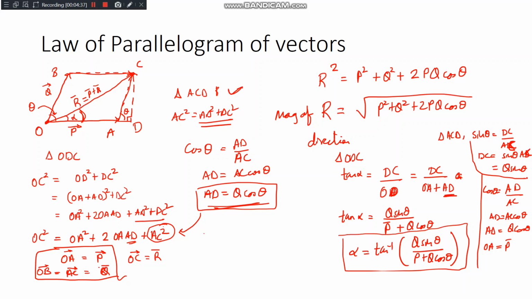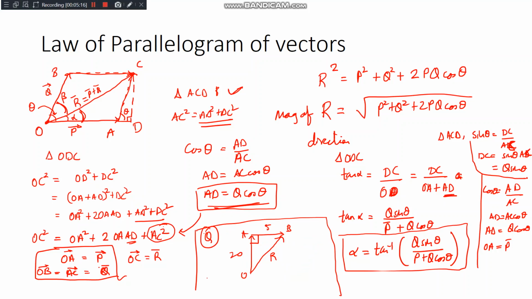Now if you also want to find out angle beta over here, angle beta, which is the angle the resultant is making with vector Q, you can try out the same steps. You will find out that beta is equal to tan inverse P sin theta upon Q plus P cos theta. Okay, right? Hope you all understood this. What we can do is we can go ahead with the next part now.